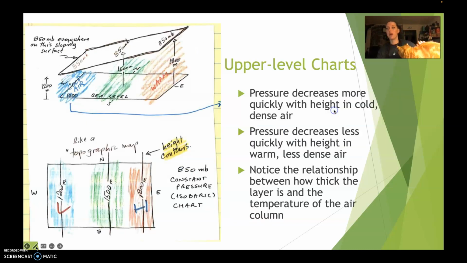Anyways, so when we think about our upper level charts, kind of thinking about this idea of colder air being way more dense, right? Cold air is super dense, and more compact, whereas warm air is less dense. It's loosey-goosey. It's having this kind of grand old time, right? So in colder air, pressure actually decreases more quickly than in warmer air.